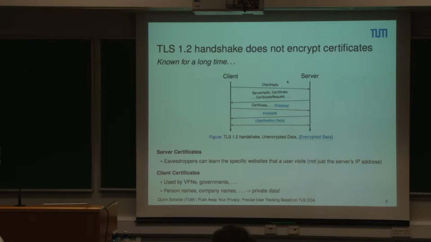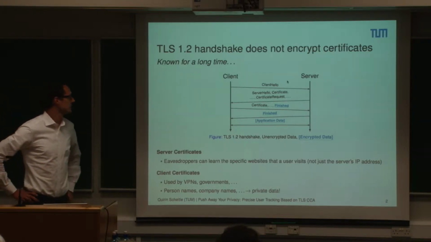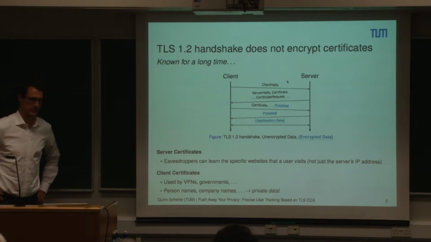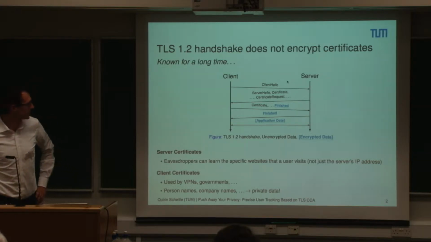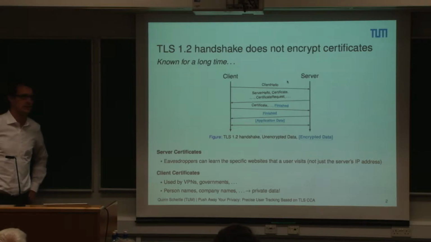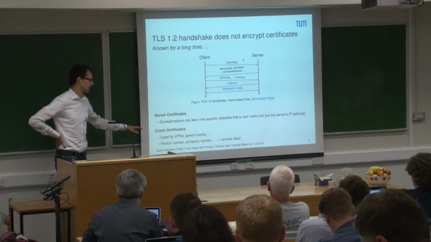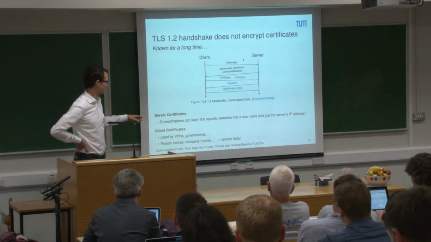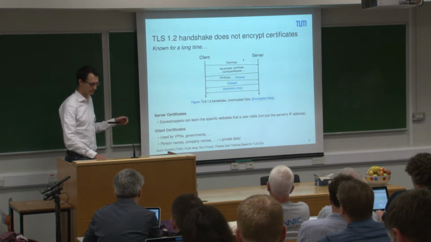Basically, where we started off is we said TLS 1.2, your handshake does not encrypt certificates, and this has been known for a long time. It's been discussed in the community. It's kind of a known weakness. Now, if you think about it, for servers, that means eavesdroppers can know which website you visit and some things like that, which is semi-private, but for client certificates, I mean, governments use them to register their voters. In some countries, there's names in there, there's all kind of stuff in there.